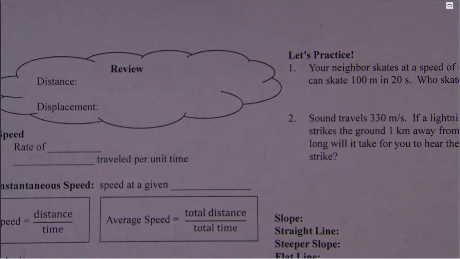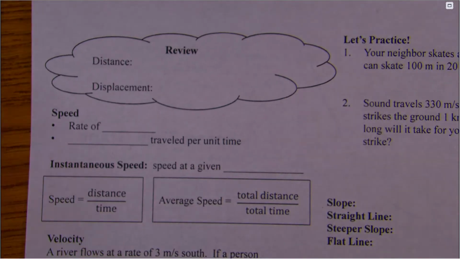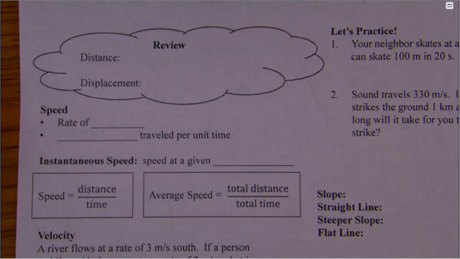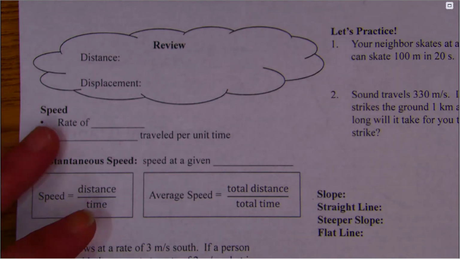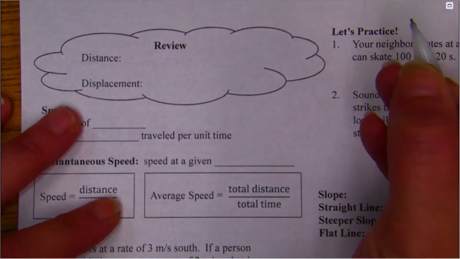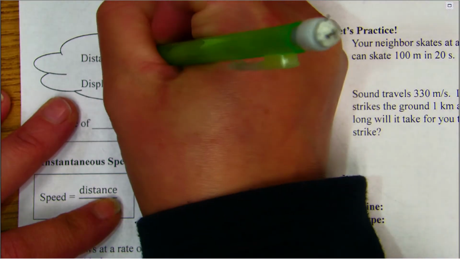So in this quarter of physical science, we are going to be covering an introduction to physics. So let's start with a review from last quarter on distance and displacement. So distance is defined as the length of path between two or more points.